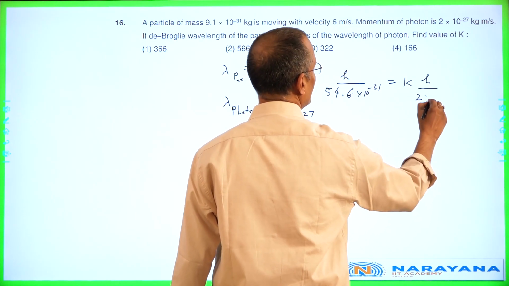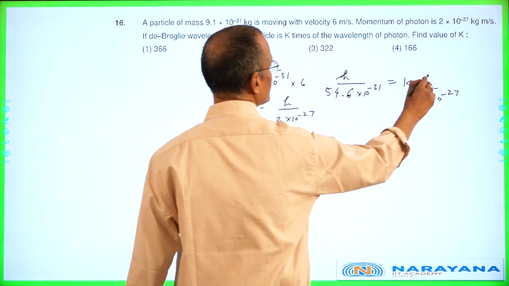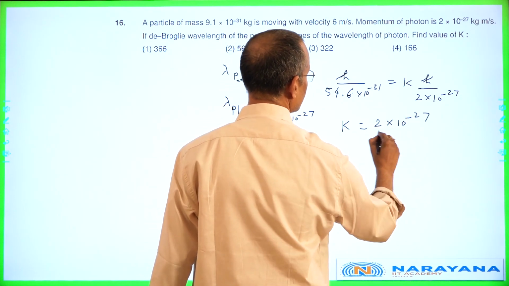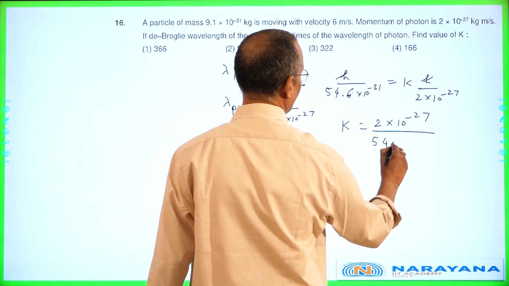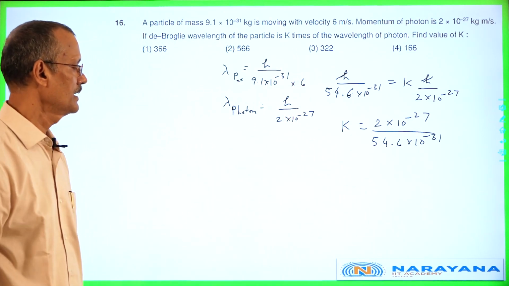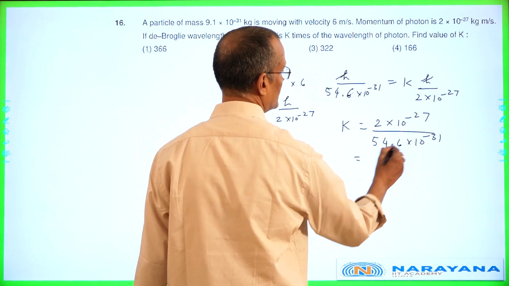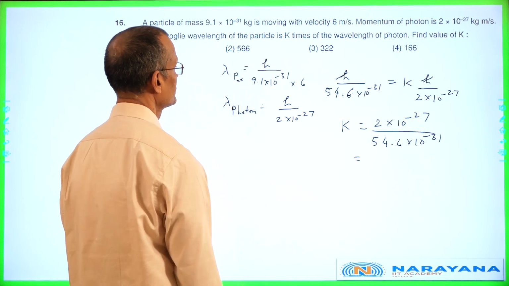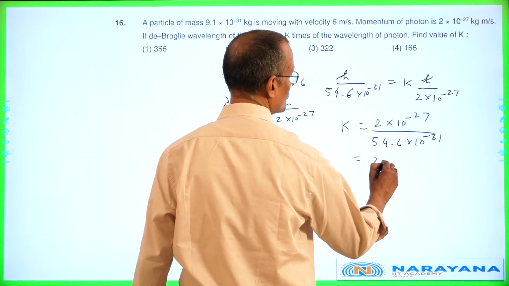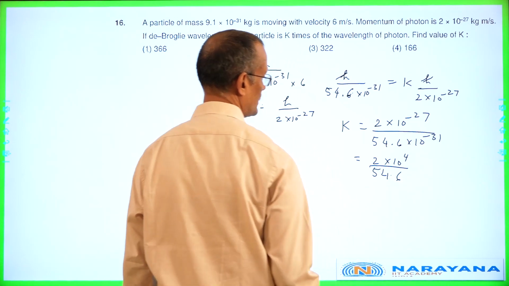h by 2 10 to the power minus 27, they are asking you k, h is cancelled, k will be 2 10 to the power minus 27 by 54.6 into 10 to the power minus 31. Clear to you? So, now it will become how much? 27 minus 31 it is, okay, no? So, 20,000, it will become 2 10 to the power 4 by 54.6.